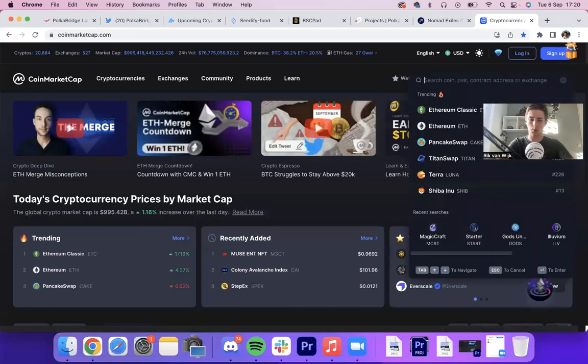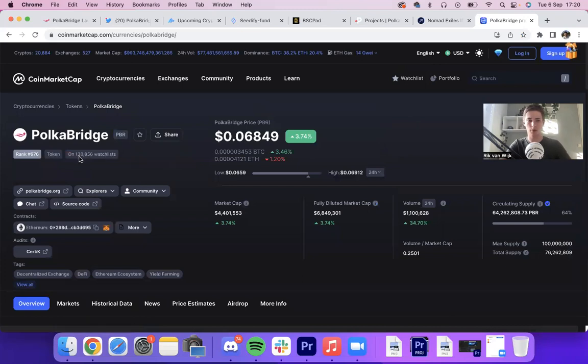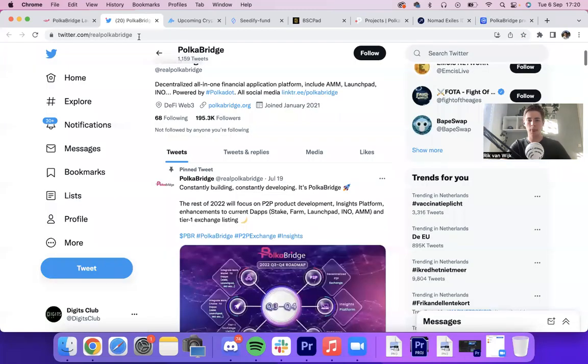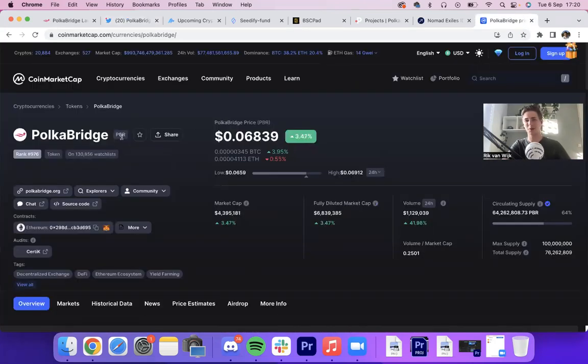So let's move over to Polka Bridge. And then, of course, we're going to be using the watch list function. Yeah, 130K. So that's a lot of people interested there. And of course, also a lot of followers. Keep in mind that these are botted frequently. So what you should do is look at it realistically, right? Does the Twitter have 200K followers, and do they have a couple thousand on their watch list?